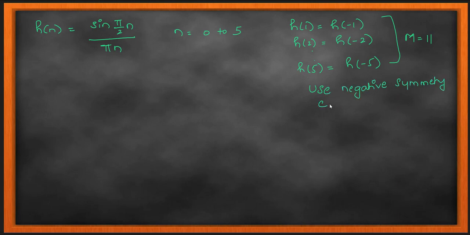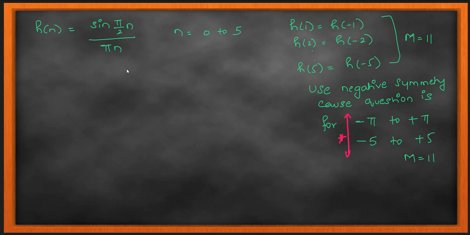All right, so this is the symmetry we'll be using, and we are going to stick with the negative symmetry. Negative means it's the symmetry across the origin or the y-axis. That is mainly because our question says minus pi to plus pi. That is the reason we are not going for the positive symmetry.